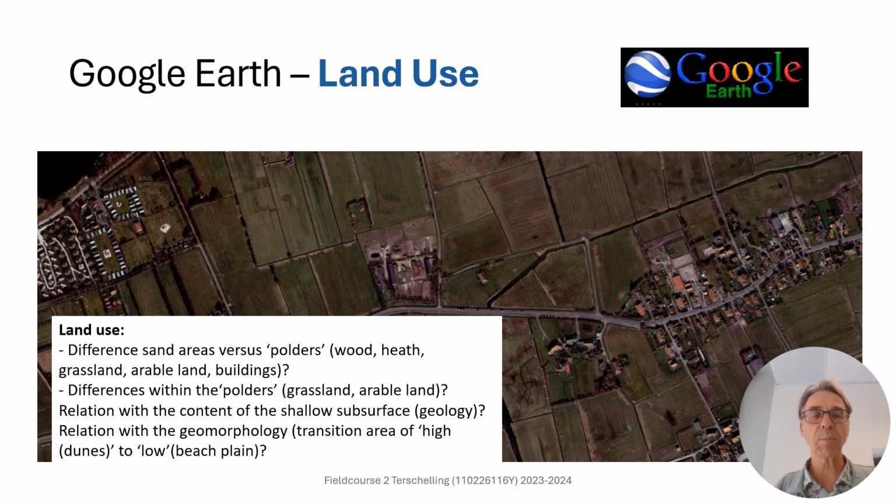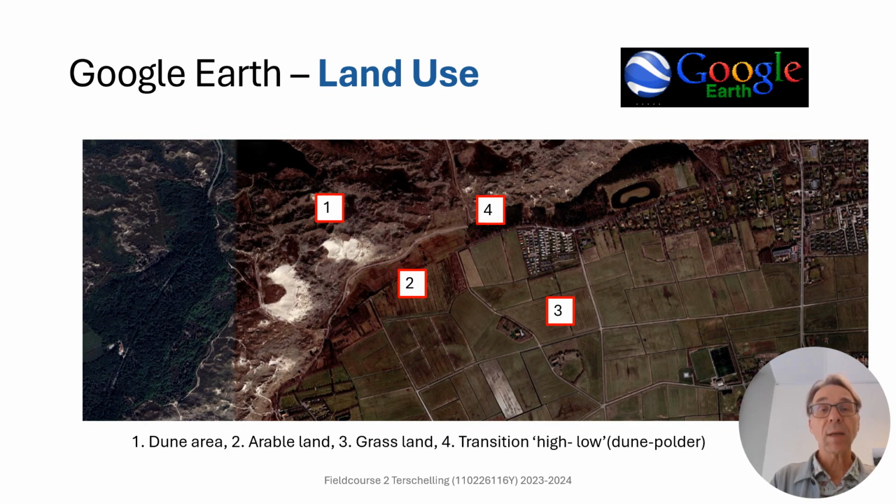Also the difference between polders, for example, and whether it's wood, heath, grassland, arable land, are there buildings, differences within the polders, especially between grassland and arable land, but also what relation they have with the content of the shallow subsurface. Is there a relation between land use and geology? Is there a relation in the transition, for example, between high and low parts, like the dunes or the beaches? Okay, so this is an example of this nice contrast between the dune area and what we call arable land, grassland, and also a transition of high-low to dune polder.